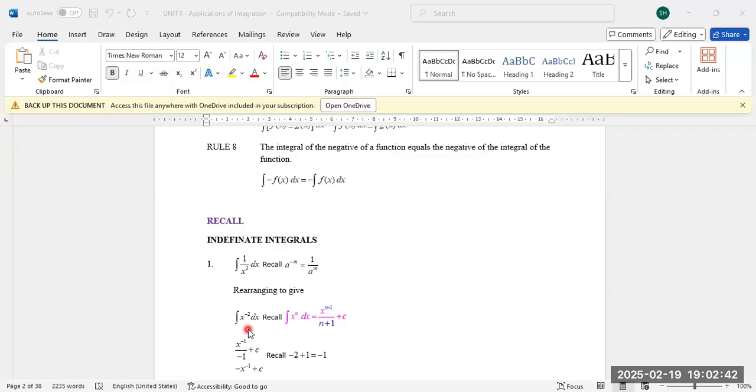X to the negative 2 does not become a logarithmic function or ln function because it is not negative 1. If it were negative 1, then we talk about the ln function. That's the only time we talk about the ln function. So we add 1 to the power and divide by the new power. Adding 1 to negative 2, we get negative 1 divided by negative 1.